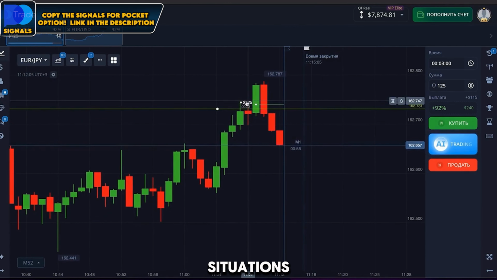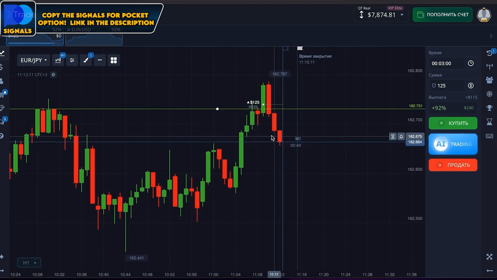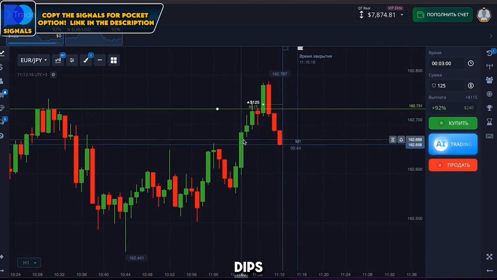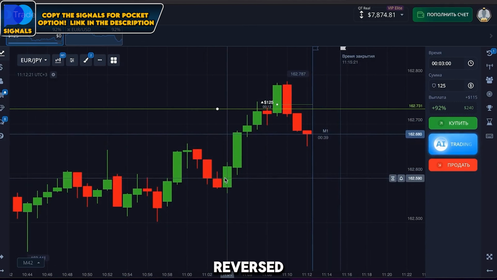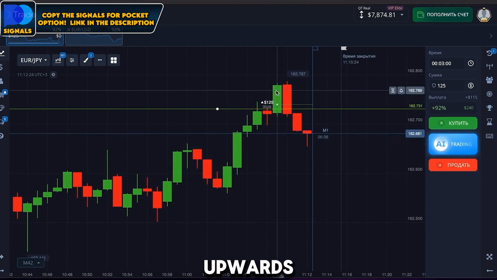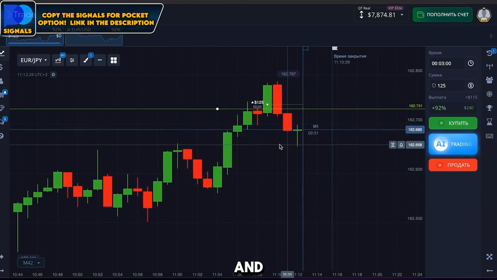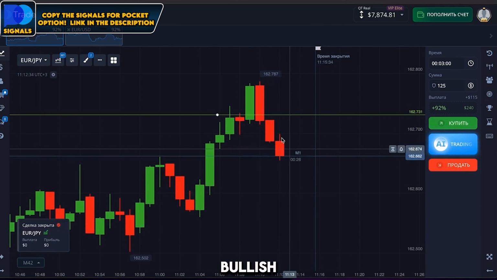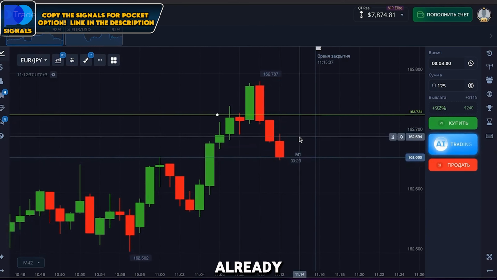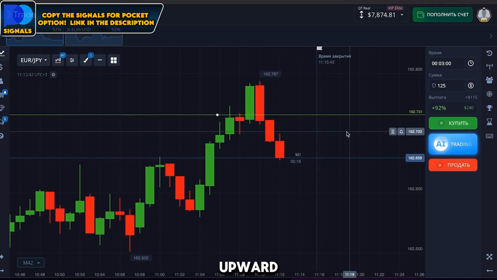In such situations, we just need to calmly wait for our third trade right here and see how the price behaves here. If it starts to reverse again upwards, that is, they will create such small dips. A good example is here. 3 candles, it reversed downwards and then again started to reverse upwards. Therefore, one could have already bounced upwards from this candle. And the same goes here. That is, if we see some large bullish volume here, a large candle, then we already add to the upward position. Well, if we notice a sideways movement near it, we also add to the upward position.